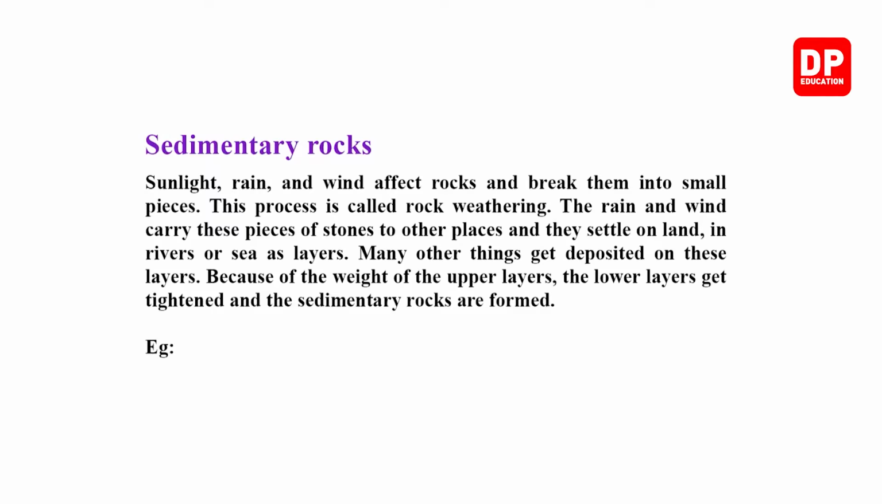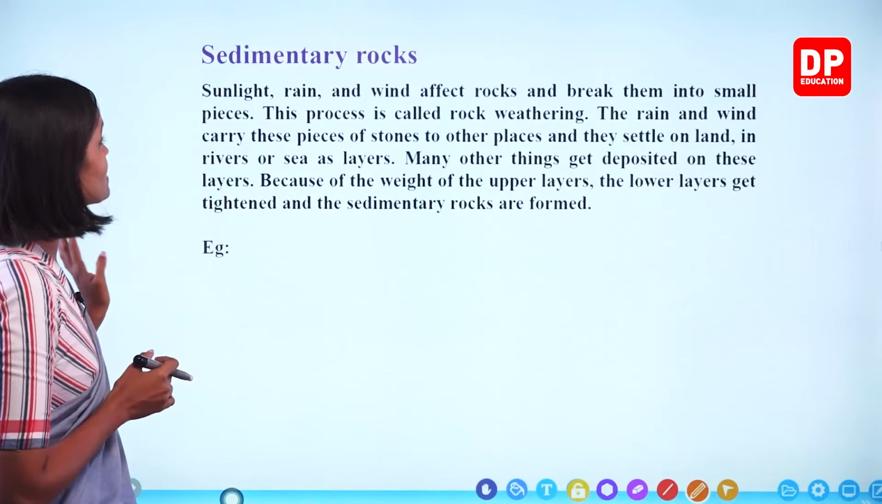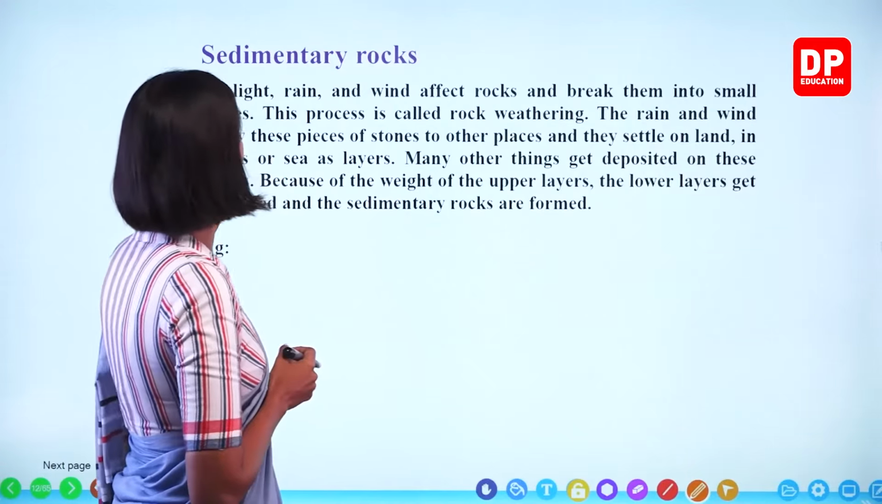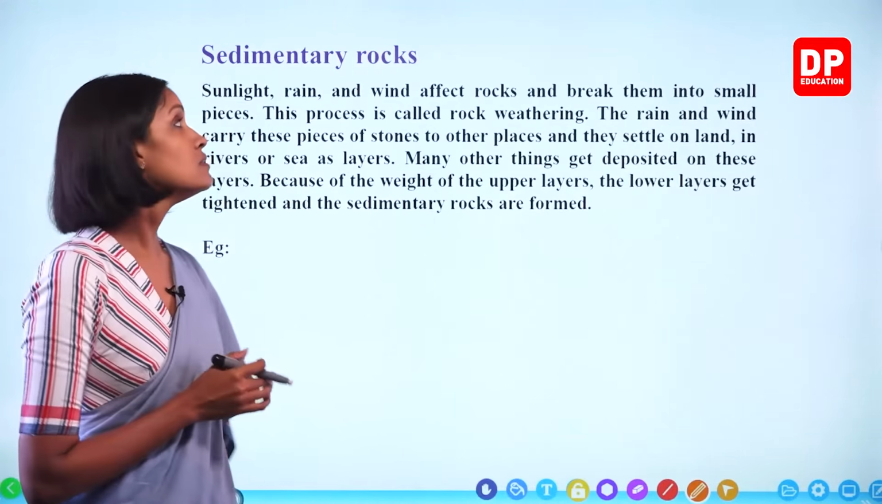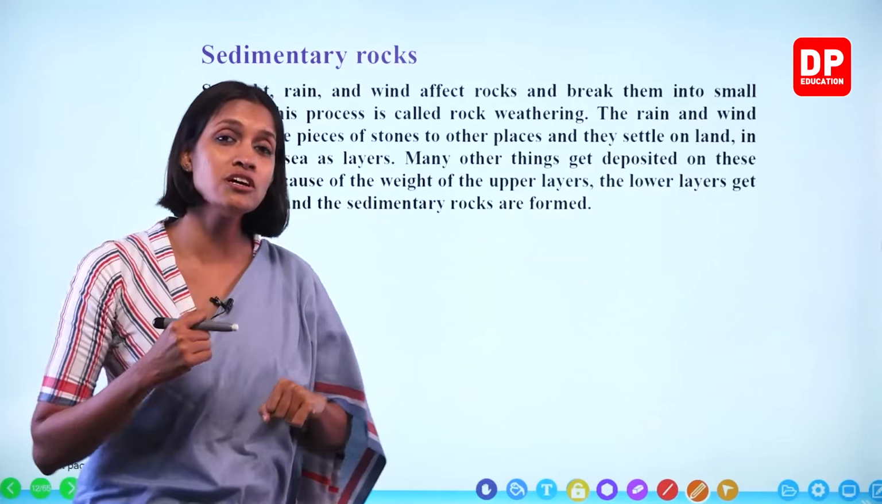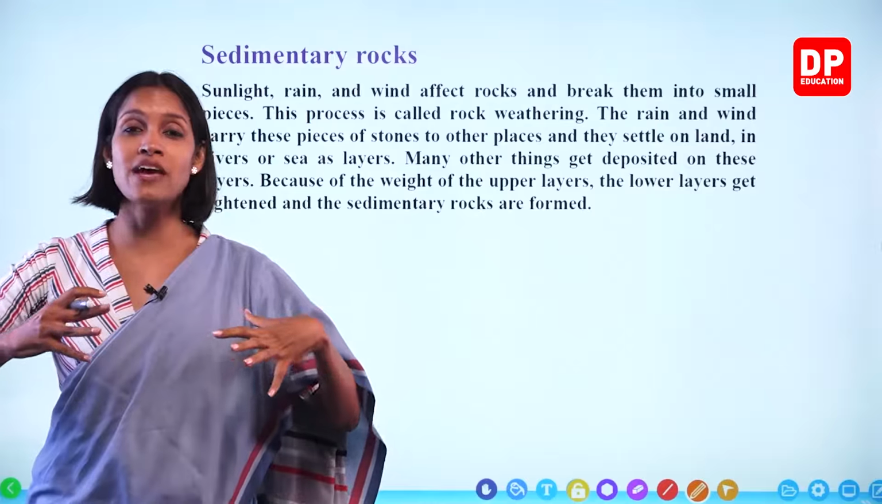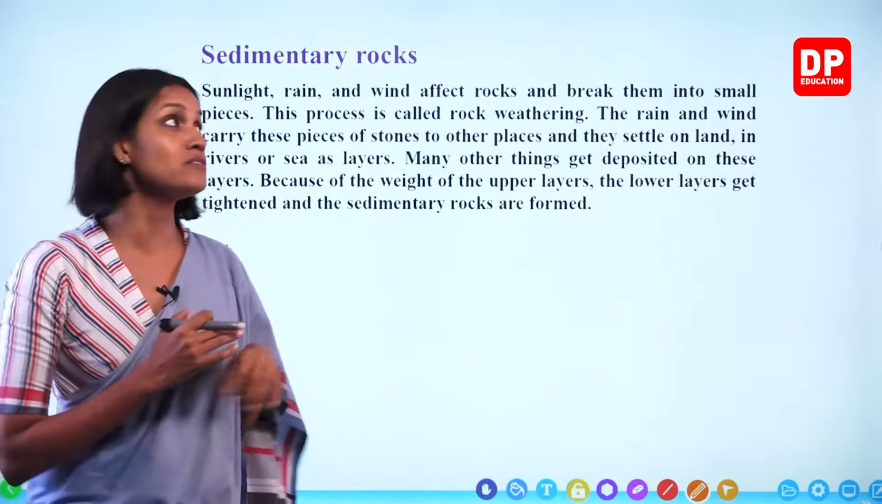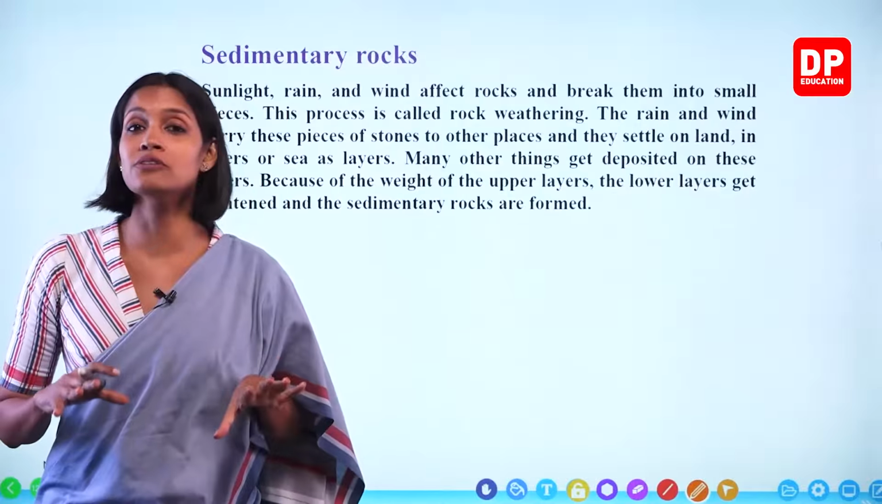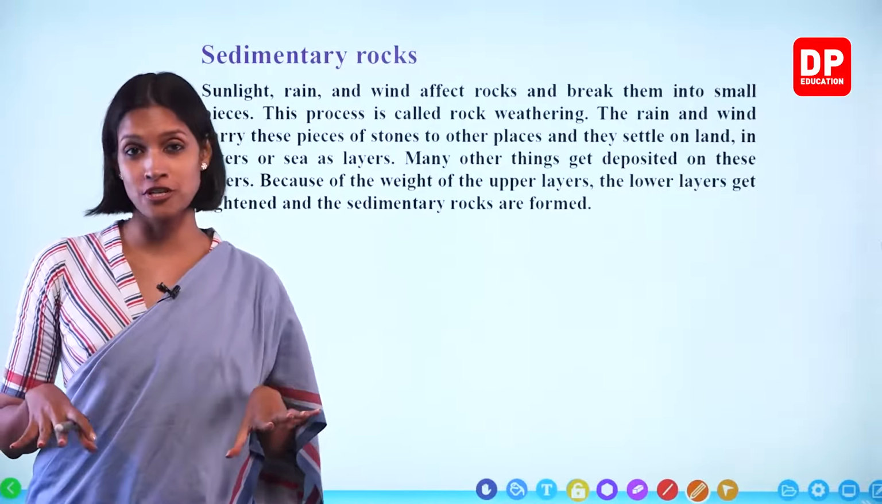Sedimentary rocks. It is the second type. We'll go through this description. Sunlight, rain, and wind affect rocks and break them into small pieces. Because of sunlight, because of very high temperature, rock surfaces expand and then they break down. We are going to learn all these processes of breaking down of rocks further under weathering of rocks.